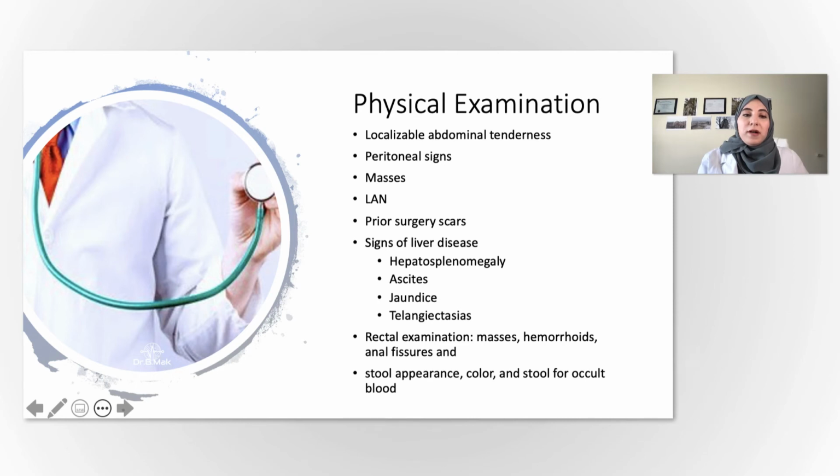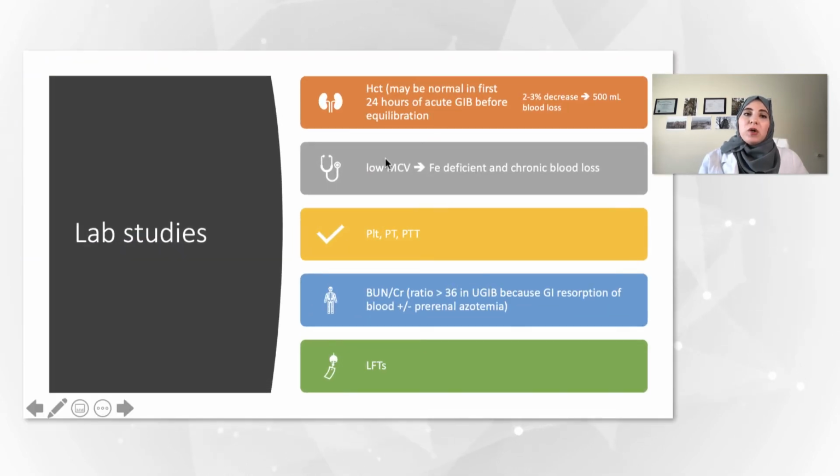So when you do a PR, or if you see the stool, you should check the color, the appearance, and you should send it for occult blood. So what labs are important in GI bleeding? CBC will give you more than one clue. For example, the hematocrit, if it's decreased by 2 to 3%, it shows you that they lost approximately 500 ml. You should know that it might be normal in the first 24 hours of the GI bleed before it equilibrates.